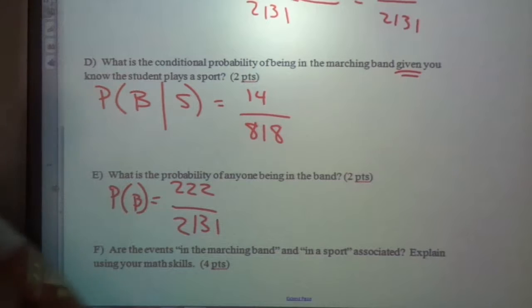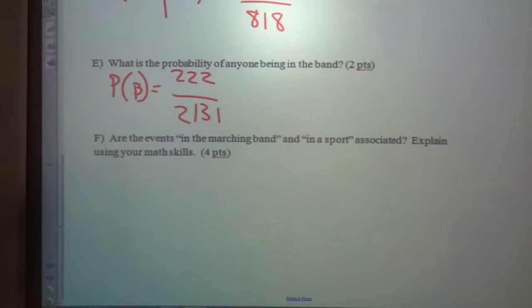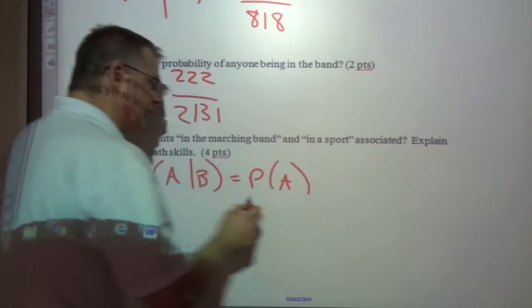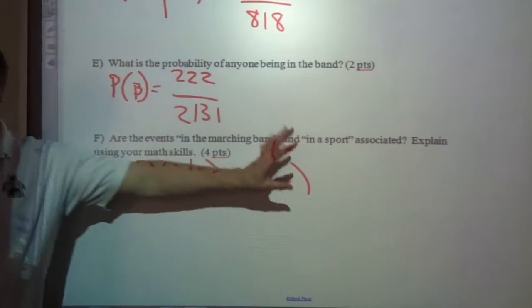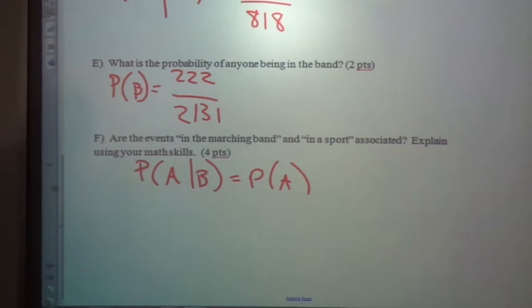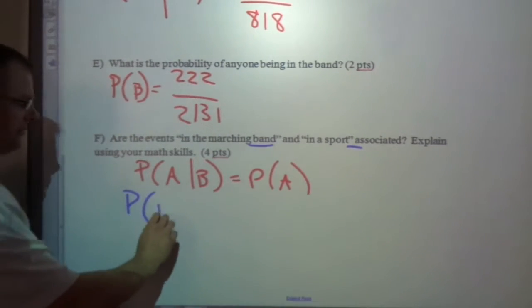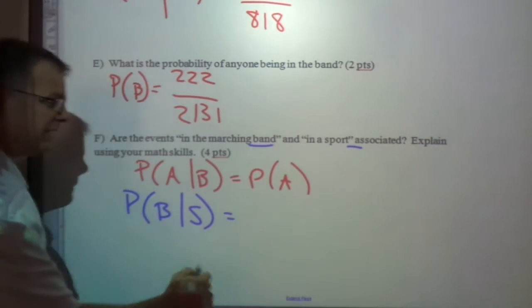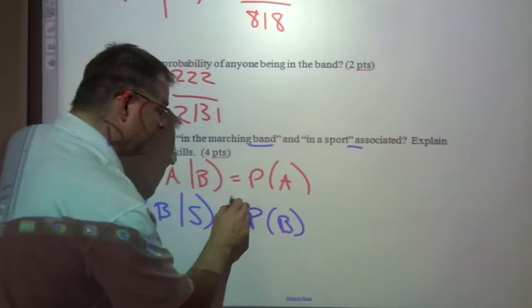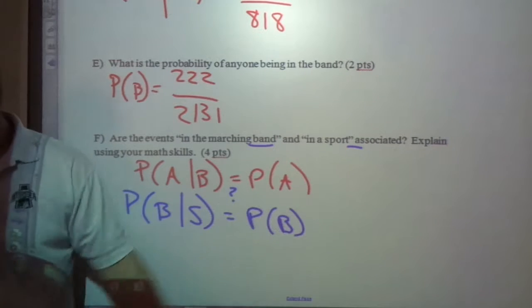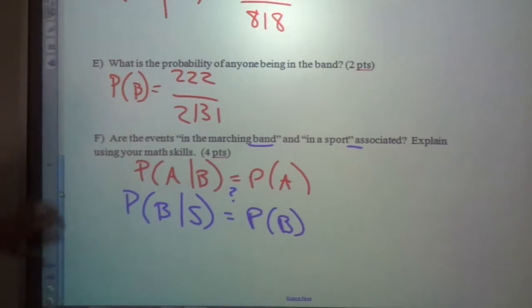Okay? And then the last question is really an important one. It's saying, are they associated? To know if they're associated, we have to prove if they're independent or not. And the proof for independence is always this formula. Does the conditional probability equal the regular probability? So in this case, we're looking at band and sports, right? So does the probability of being in a band, given that you're in a sport, differ from just being in the band? If those are equal, then they're independent, and being in a sport doesn't affect being in the band at all. Right? So let's look at our numbers.